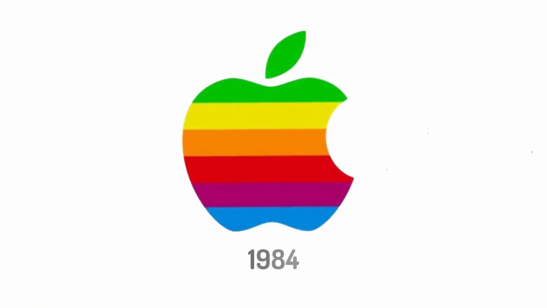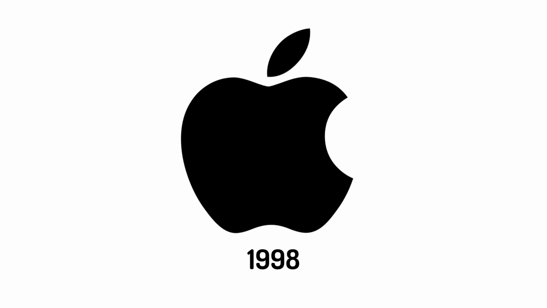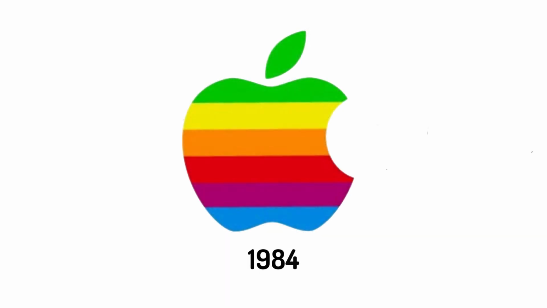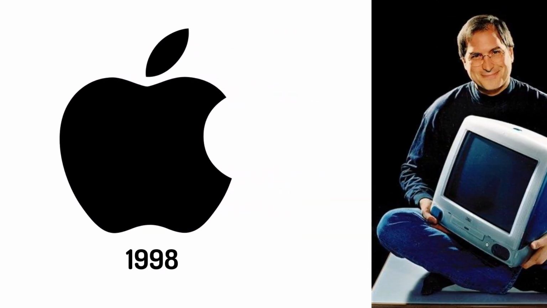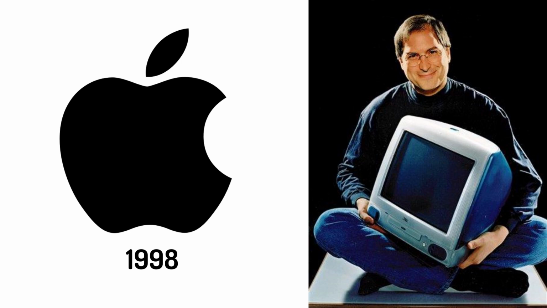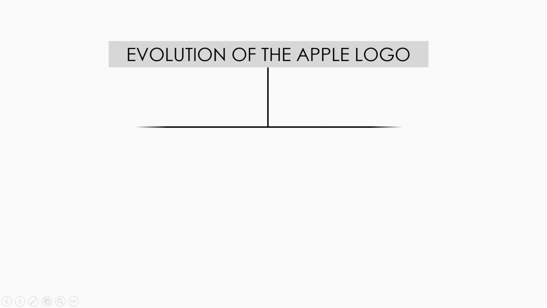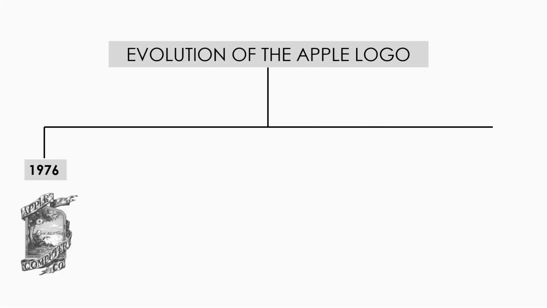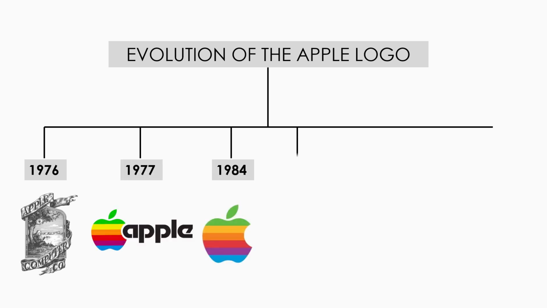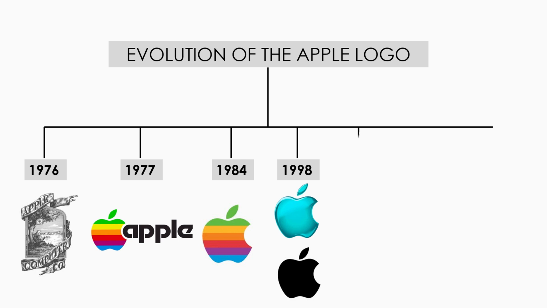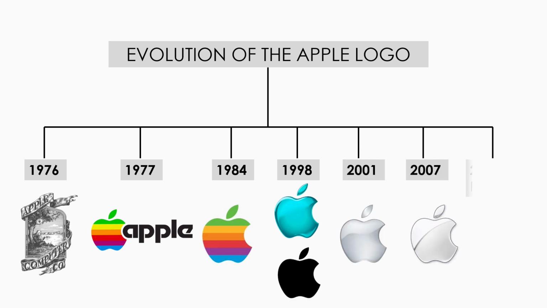In 1998, he removed the rainbow colors and replaced them with solid black to complement the creation of their new, sleek, silver computer models. After that also, there have been slight changes in the colors and texture of the logo based on the products launched over the years. On your screen you can see different Apple logos over the years in a hierarchical manner. It all started with a fruit in 1976, and still going on.